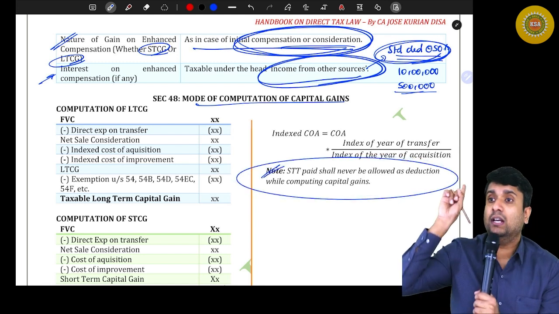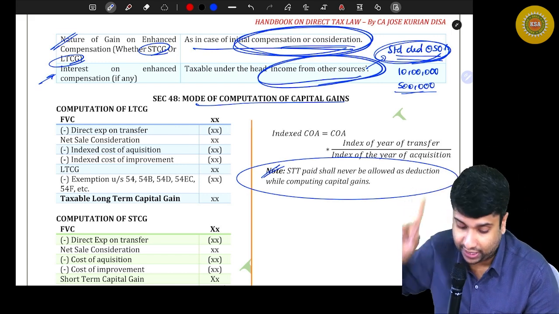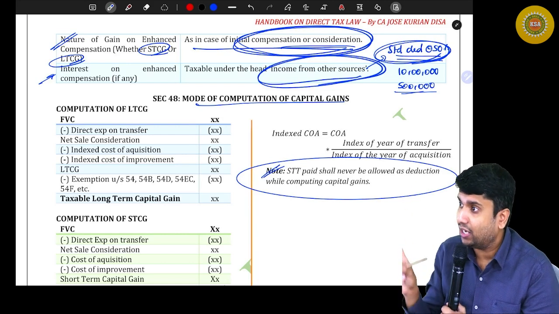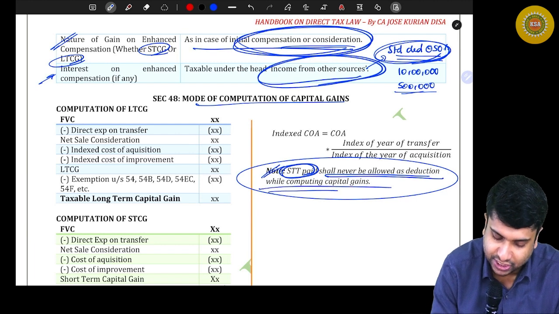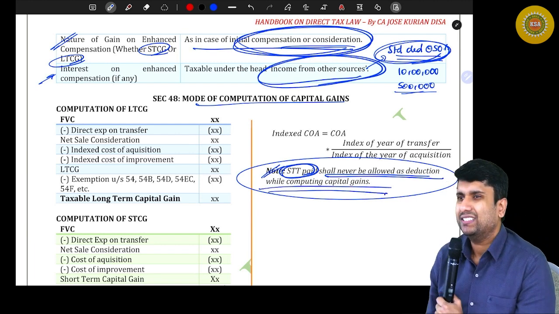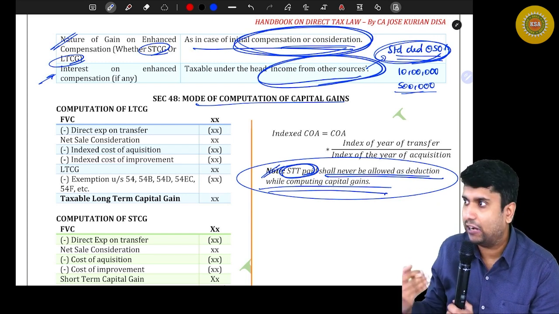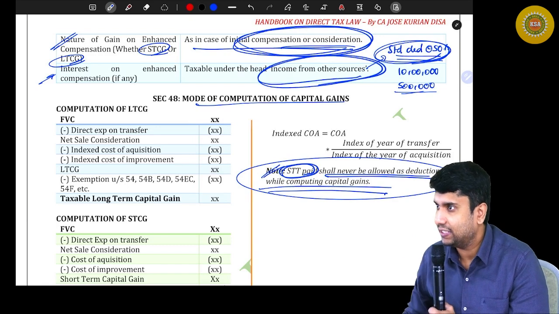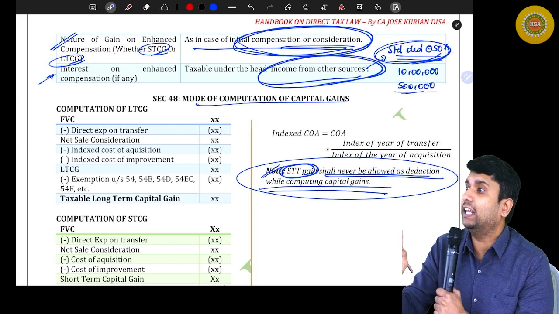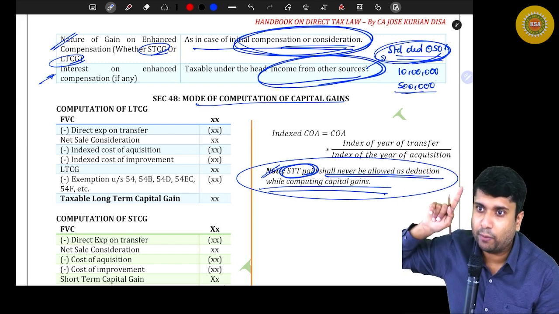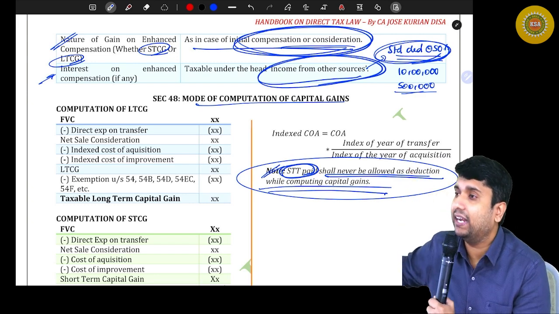While computing capital gain in respect of a listed share or security, STT paid shall never be allowed as a deduction. What is STT? Security Transaction Tax. Say I have purchased some listed shares, and after some period of time I sold those shares. Can I claim the STT that I paid at the time of purchase and sale as a deduction? The answer is never. While computing capital gain, you are not supposed to include STT paid as a deduction.